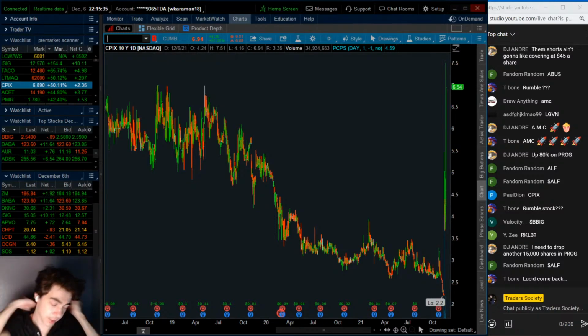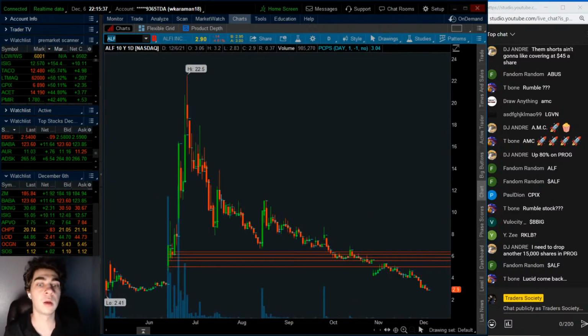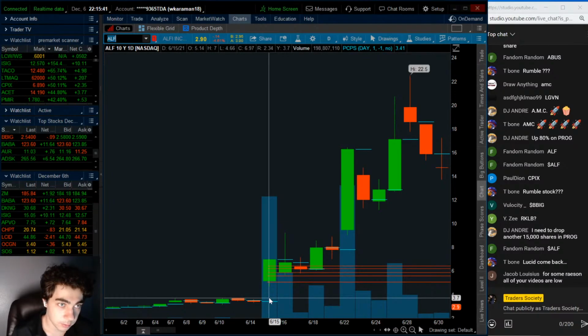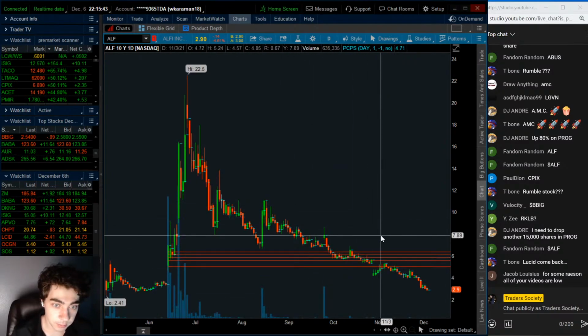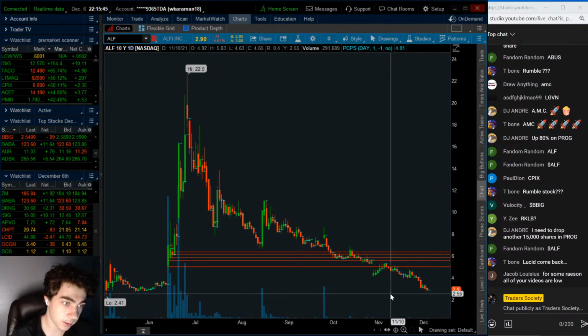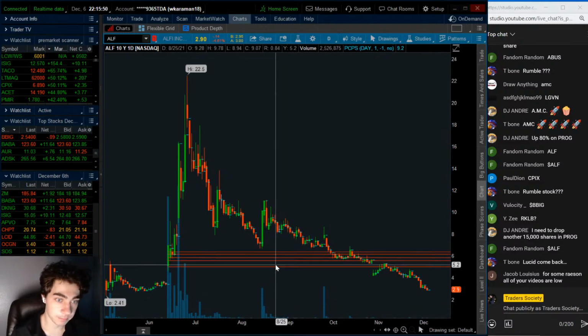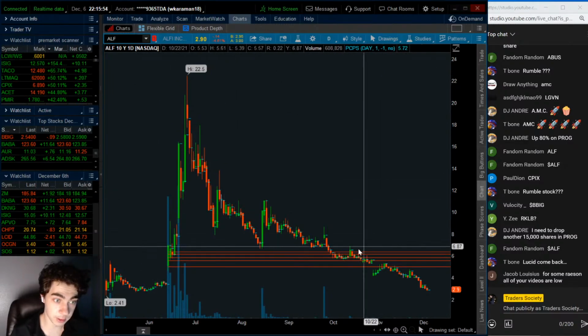All right, so ALF. So we got a gap fill on 341. It filled the gap. No signs of a reversal yet. So for this one, it really needs to push above 341 to run. There's no signs of a reversal. It's overall bearish. I wouldn't do anything with this one yet.